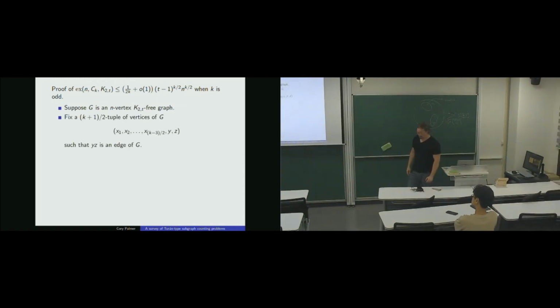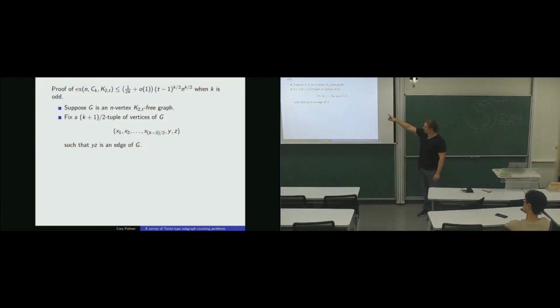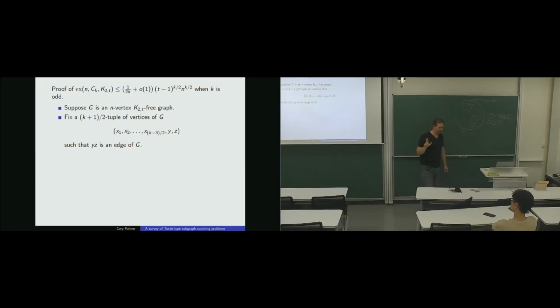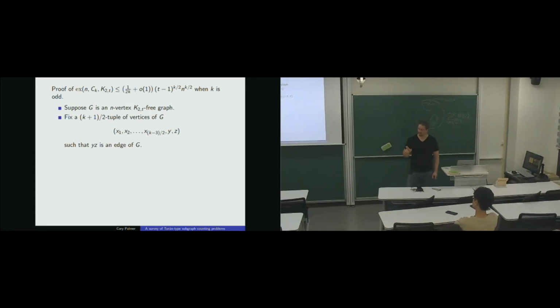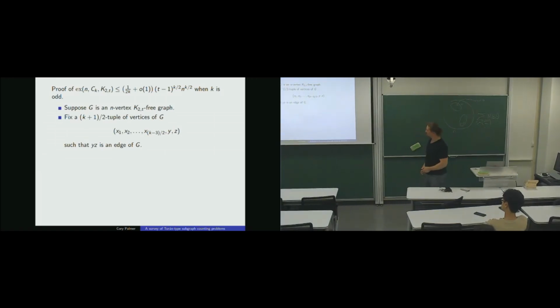What I'm going to do is fix a tuple of (k+1)/2 vertices. That's why we wanted k to be odd, so that k+1 is even and we don't have to round down. I take this tuple x_1, x_2, up to x_{(k-3)/2}, and then 2 more vertices, y and z. I give them a special name because I require that they form an edge. The other vertices in the tuple don't have to form an edge or have any relationship with each other.